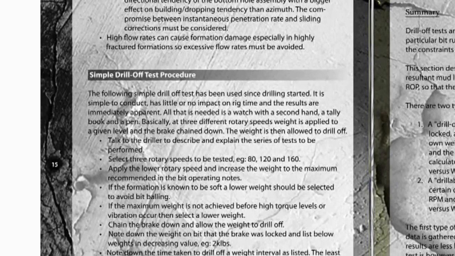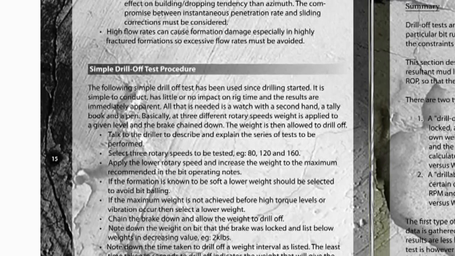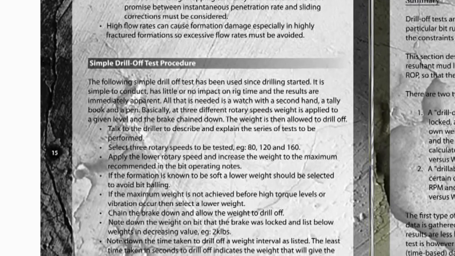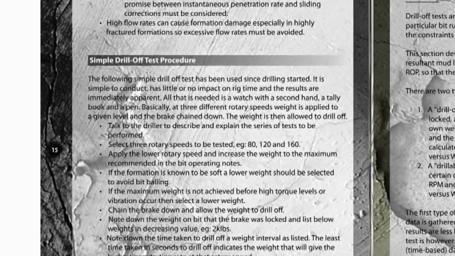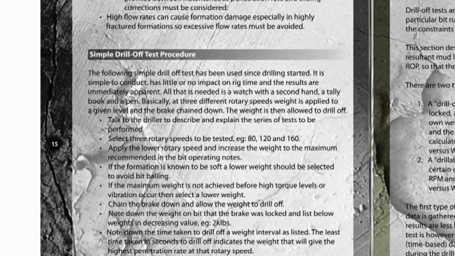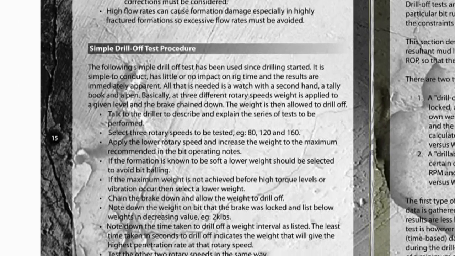Basically, at 3 different rotary speeds, weight is applied to a given level and the brake chained down. The weight is then allowed to drill off. Talk to the driller to describe and explain the series of tests to be performed. Select 3 rotary speeds to be tested, for example 80, 120 and 160.